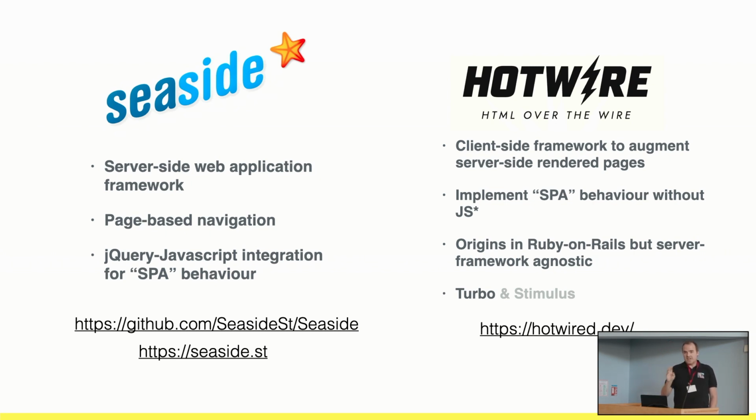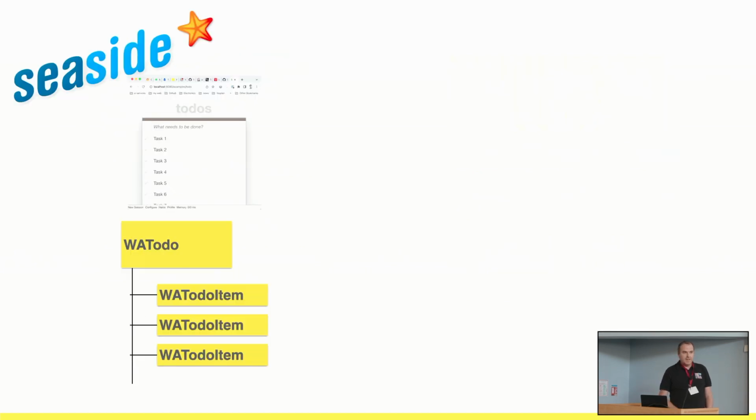It actually consists of two parts. It's Turbo and Stimulus. If you take a look at the website, you will see there's also a third part, which is coming soon since a couple of years. But I'll only be talking about the Turbo part, which is why Stimulus there is grayed out.